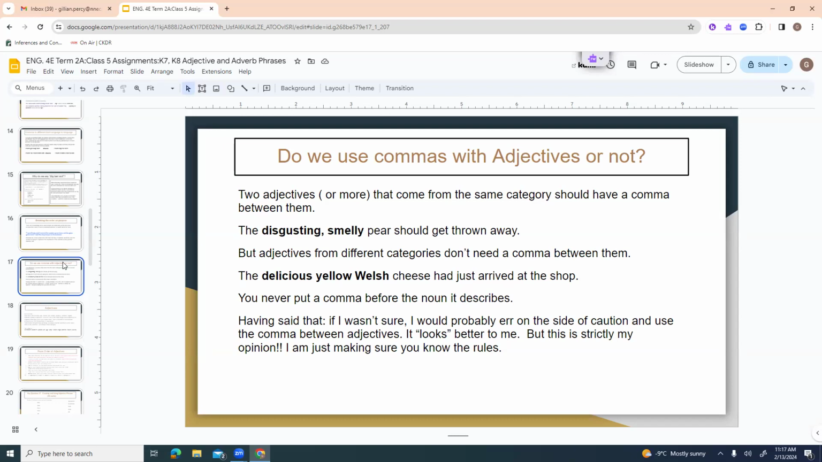But if I am using adjectives from different categories, I don't need a comma between them. So if I said the delicious yellow Welsh cheese had just arrived at the shop, those don't have to have a comma between them. But I think we get so used to using the commas like we do above that we tend to use them. I'm probably not going to mark that wrong if you put commas where they don't belong, but technically, that is the correct way to do it. I'm making sure you know the rules so you can choose what you want to do. If you're not sure, I would tend to err on the side of caution and put a comma there, to be honest.